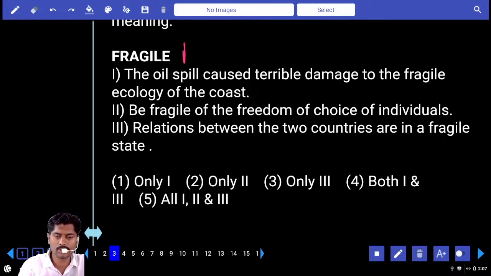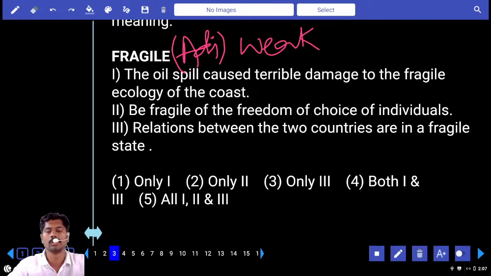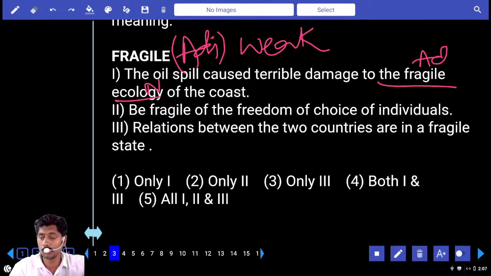Fragile is an adjective. Fragile means weak, not strong. Fragile, vulnerable, flimsy, frail, these will also be synonyms. The oil spill caused terrible damage to the fragile ecology. Ecology is a noun, and we can put an adjective before a noun, correct. Because of the oil spill, it caused terrible damage to the weak ecology of the coast.